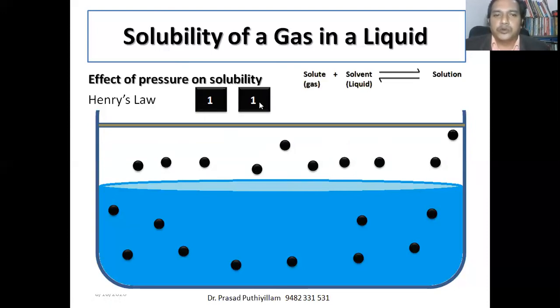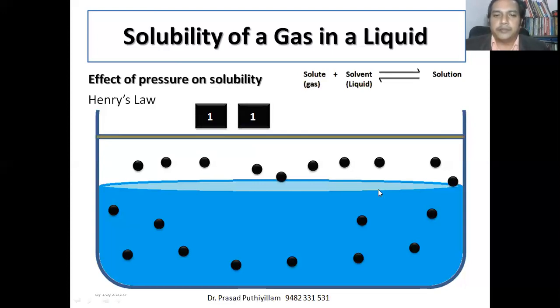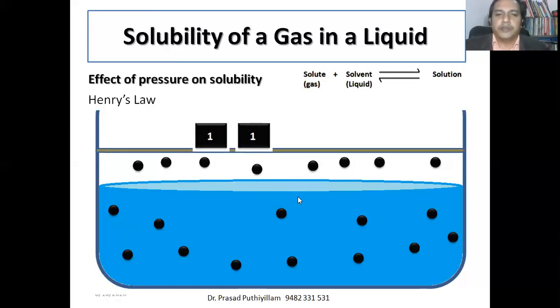Say now two weights, 1 plus 1 is 2. That means two gas molecules I will consider. So two weights, that is pressure is increased, and two gas molecules undergo dissolution. Therefore, we can say in general, this is the experiment done by Henry, not like this, the actual experiment. Its schematic representation is given here. As he increased the pressure, he found that the number of gas molecules undergoing dissolution also increased, and they are proportional to the pressure applied.